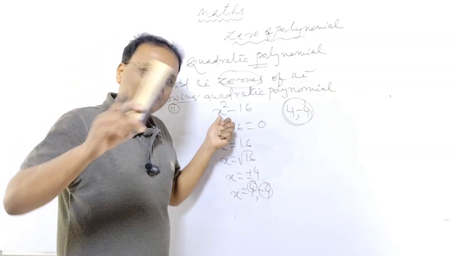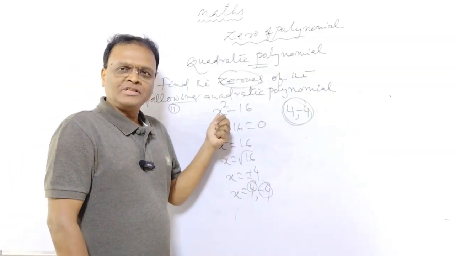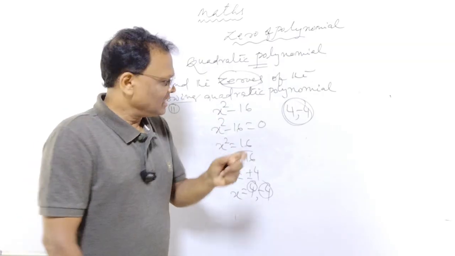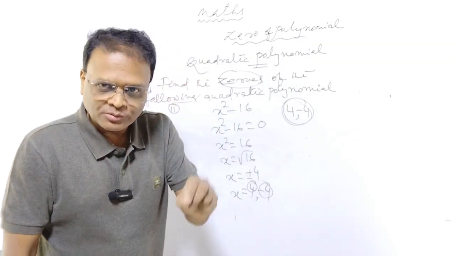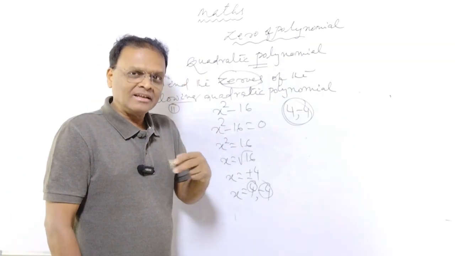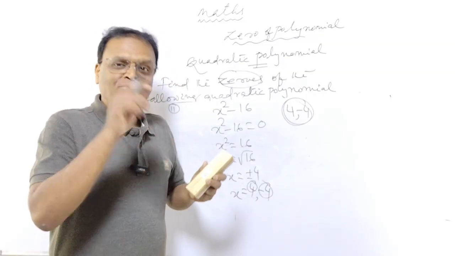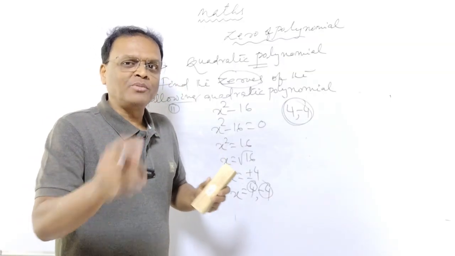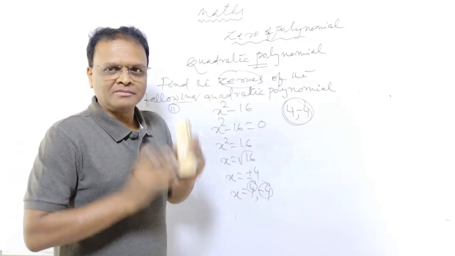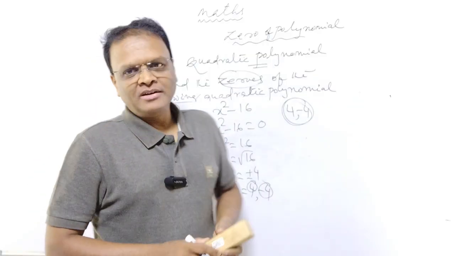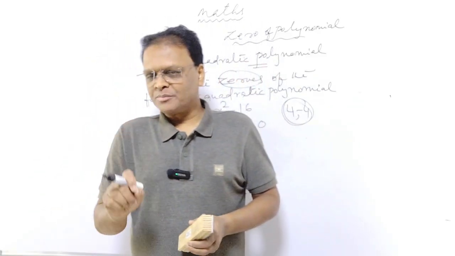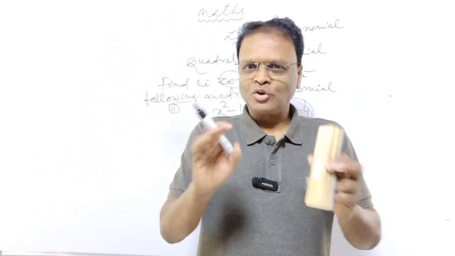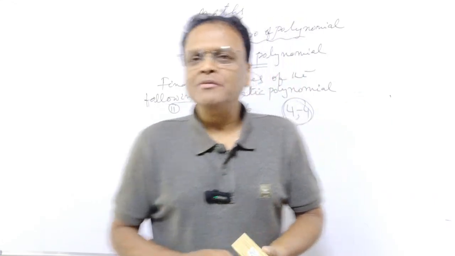Suppose instead of x if I write a 4, and if the answer becomes 0, then what can I say? I can say that 4 is the zero of the polynomial. Simple, final. So these are the ways to find the zeros of the linear polynomial and the zeros of the quadratic polynomial. Now I am giving a few questions.